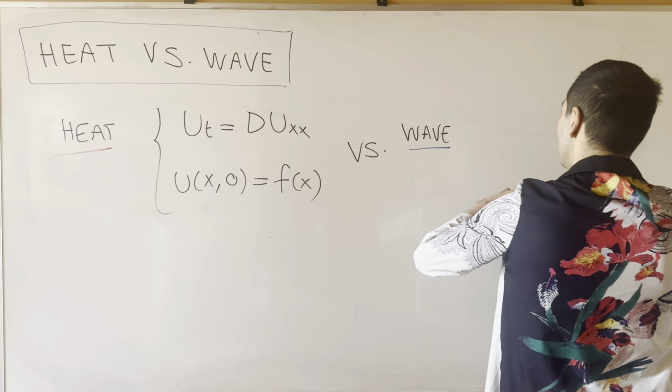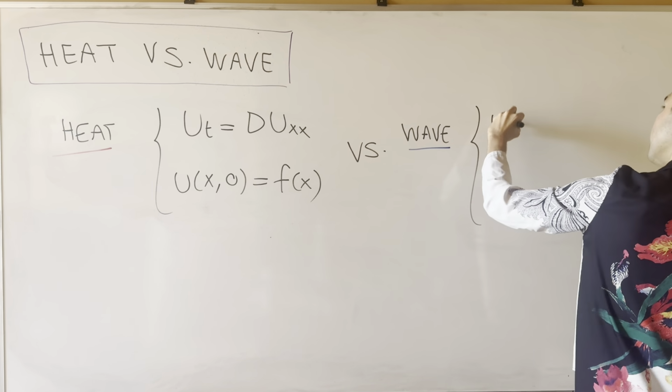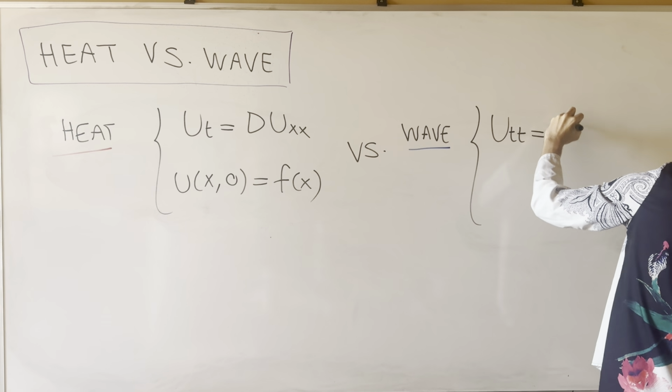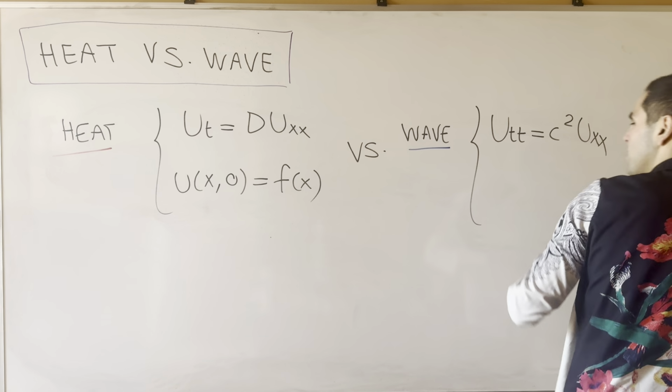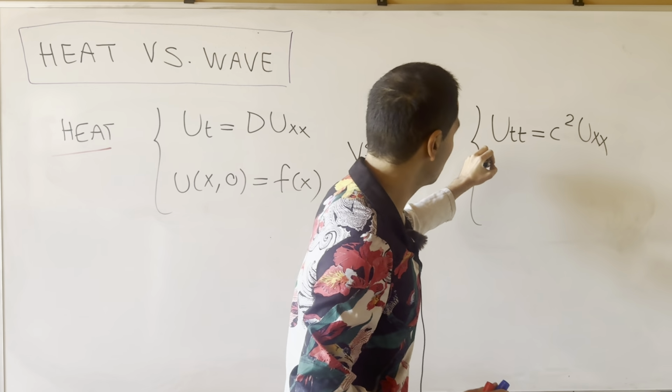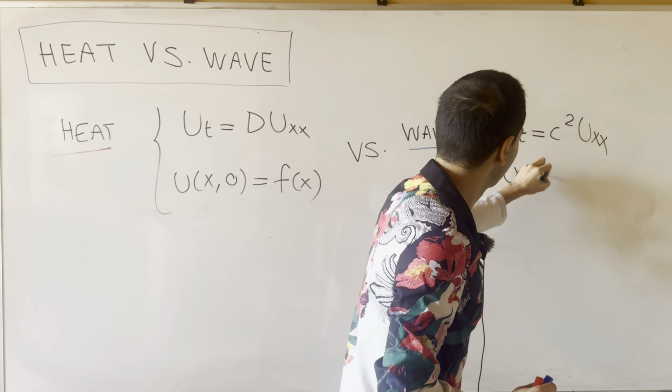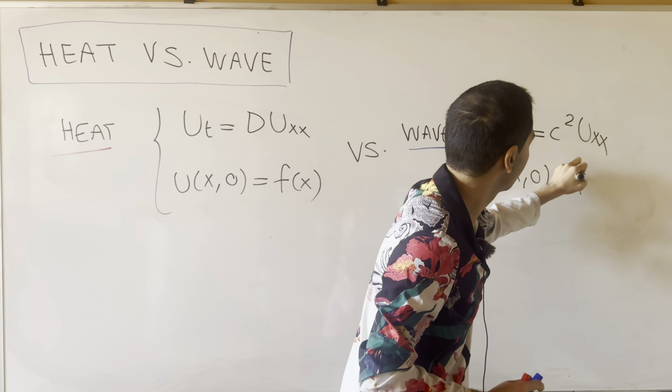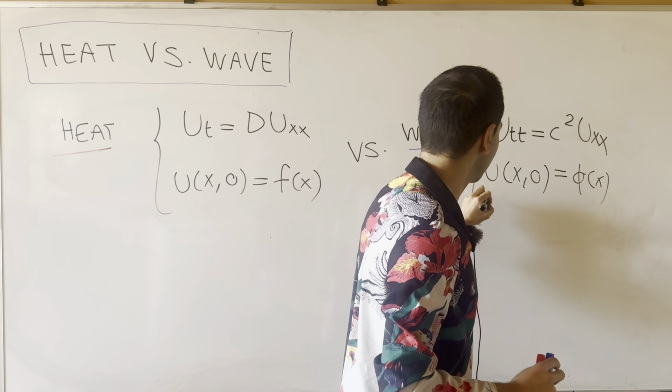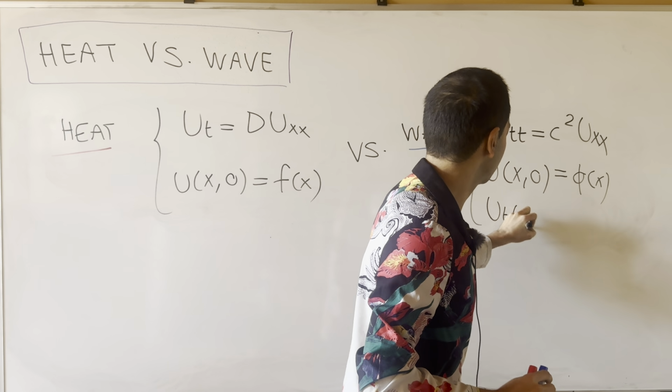On the other hand, we have what's called the wave equation. In this case, u_tt = c squared u_xx with initial position phi(x) and initial velocity psi(x).